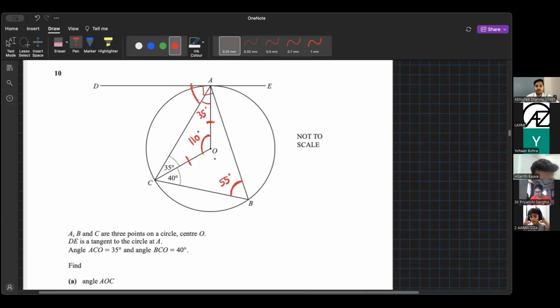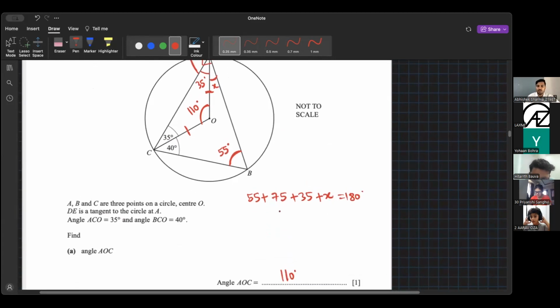Angle OAB. This angle now, this angle will be how much? By the angle sum property of a triangle, the sum of each angle: 55 plus 40 and 35 is 75, plus 35 plus x, let's say this is unknown x, should equal 180 degrees. So this is going to be 110 plus 55, 165. x equals 180 minus 165, that's how much? 15 degrees.